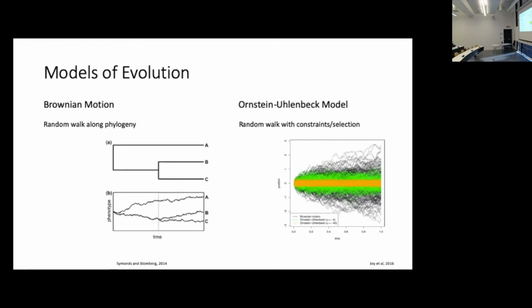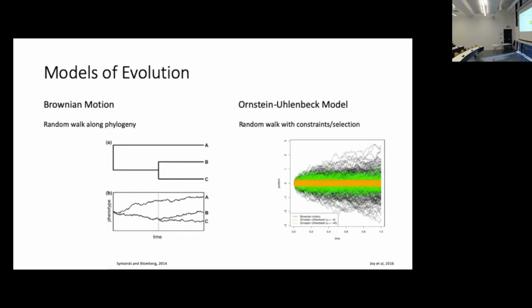So another model that we want to look at is the Ornstein-Uhlenbeck model, and this model explicitly incorporates selection. So in this case, we have a random walk with constraints or selection towards an optimum, towards a specific phenotype. So the figure on the right shows phenotype space again on the y-axis, and the Brownian motion is illustrated in black, so that's just random variation. And then the green and the orange show two different Ornstein-Uhlenbeck or OU models.